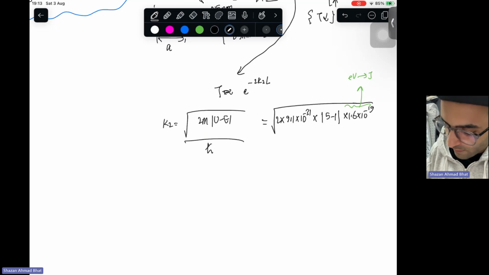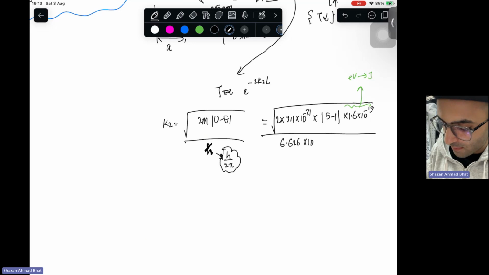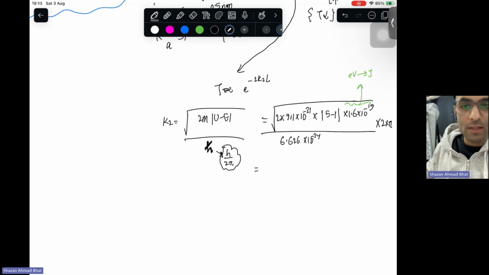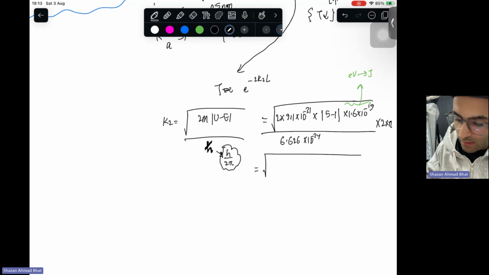Divided by h bar. You need to take care of this h bar, which is h over 2 pi, Planck's constant divided by 2 pi, the reduced Planck's constant, 6.626 into 10 to the power minus 34 joule second. The 2 pi will go up as 2 into pi. Let's multiply all of this together and see what we get. This will be under the root. Let's see, 2 into 9.1 into 4 into 1.6.